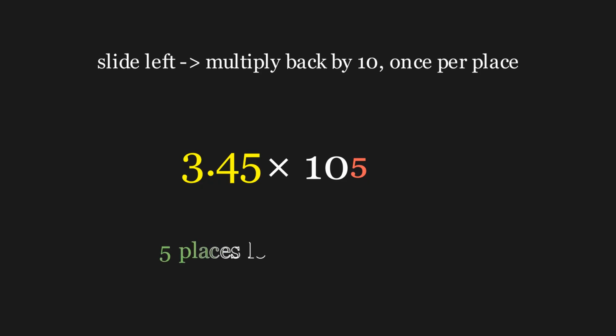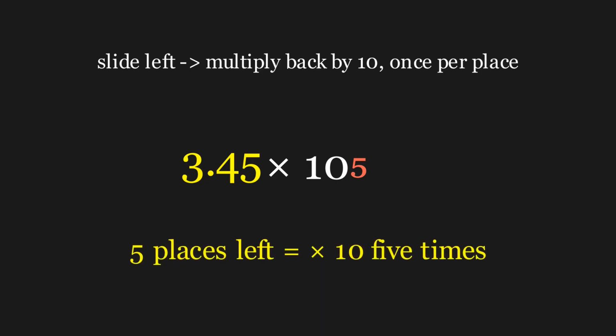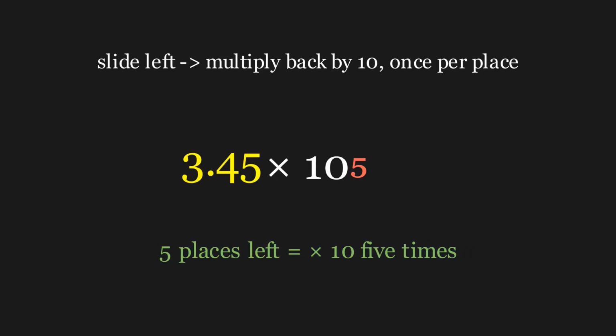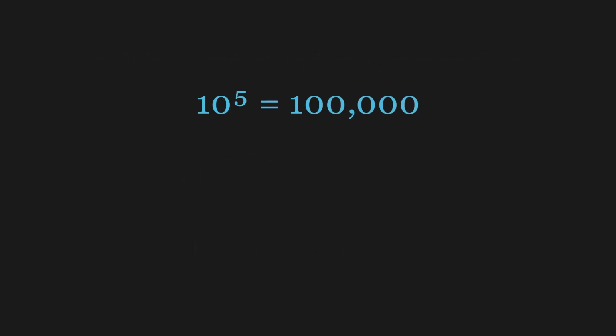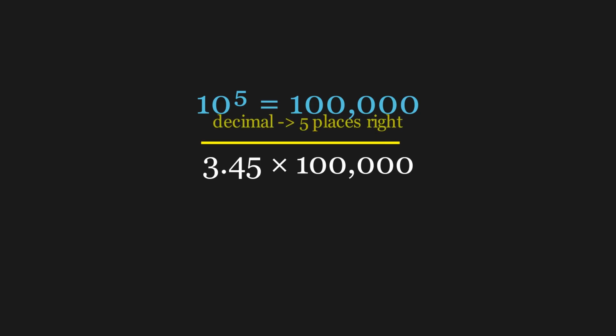Why does this actually work? Because 10 to the 5th power just equals 100,000, and 3.45 times 100,000 is exactly 345,000. The notation isn't magic, it's just unpacking into the same number, written in a more compact box. Now, what about small numbers, the ones with a bunch of zeros right after the decimal point, like 0.0006?